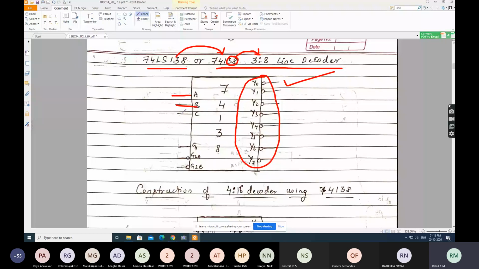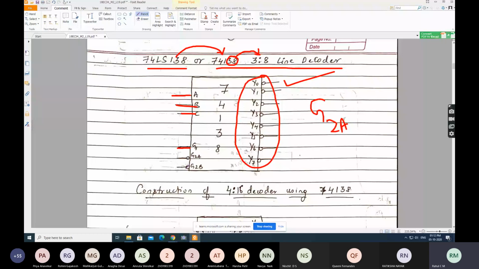There are 3 enable pins. One is G1, which is an active high pin. G2A, it is G subscript 2A, which is active low because I have a bubble here, and G2B, which is also active low.